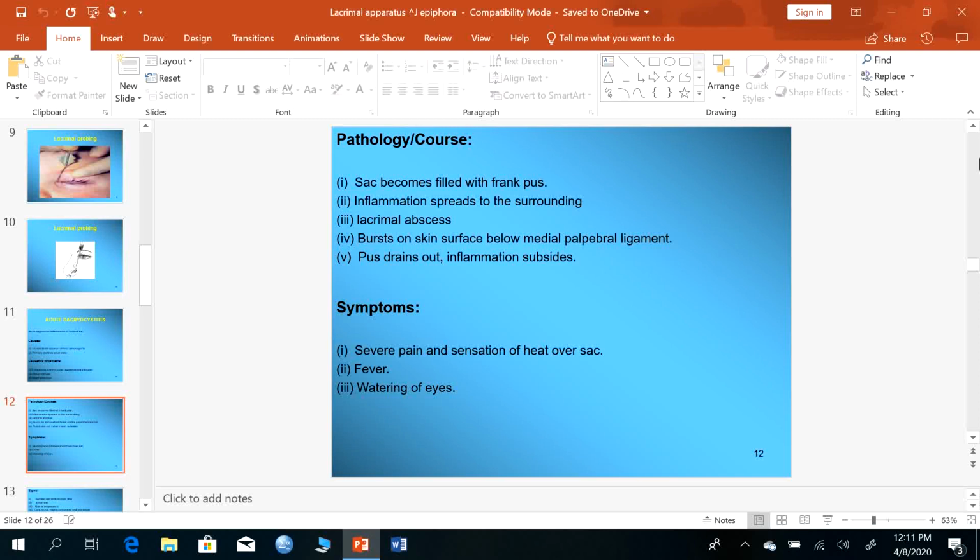The sac becomes filled with frank pus. The inflammation spreads to the surrounding facial bones. A lacrimal abscess is formed and usually it can burst on the skin below the medial palpebral ligament. The pus drains out and inflammation subsides. But during all this disease, the patient may suffer from continuous tearing, severe pain and fever.